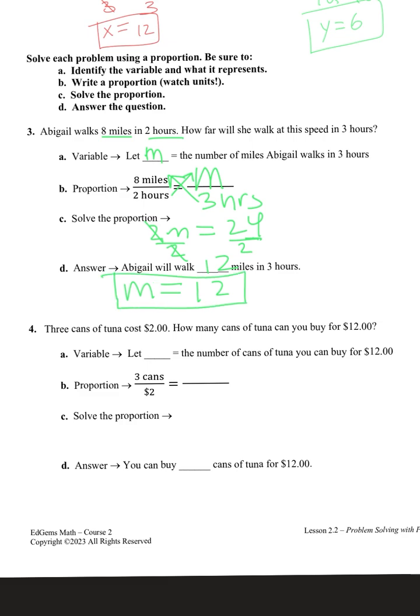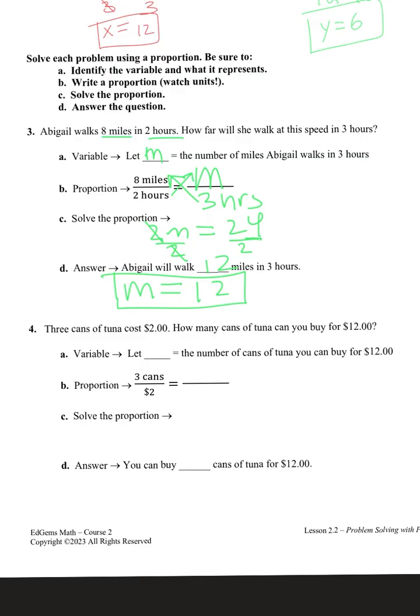All right, here we go. 3 cans of tuna. Number 4. 3 cans of tuna. I better make sure that's on your worksheet. Yep, it is. So 3 cans of tuna cost $2. How many cans of tuna can you buy for $12?